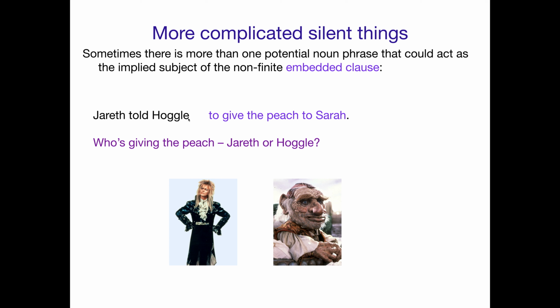Jareth told Hoggle to give the peach to Sarah. Is it Jareth giving the peach or Hoggle giving the peach, right? There's more than one potential implied subject. And what we find is that for adults, they say that it's Hoggle, right? Jareth told Hoggle, and Hoggle is the one giving the peach to Sarah. And apologies for the funky coloring here, my Keynote is misbehaving. But suffice it to say, it's Hoggle who's giving the peach to Sarah for adults, right?